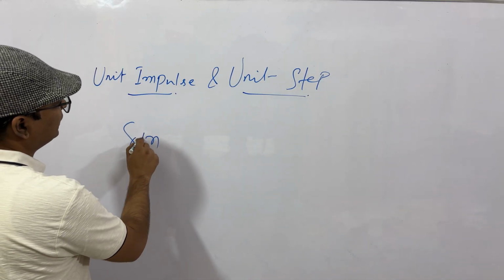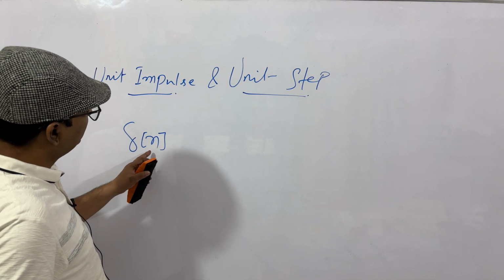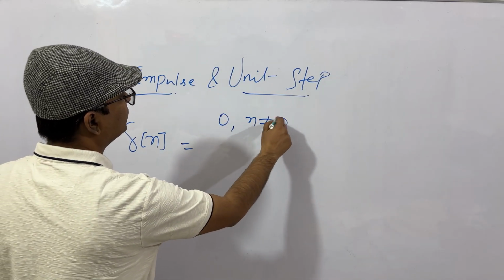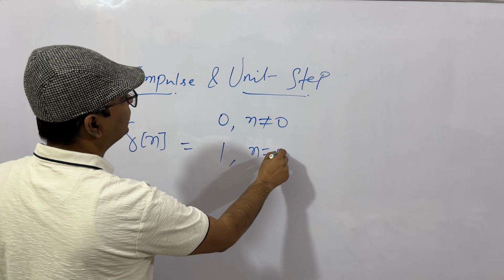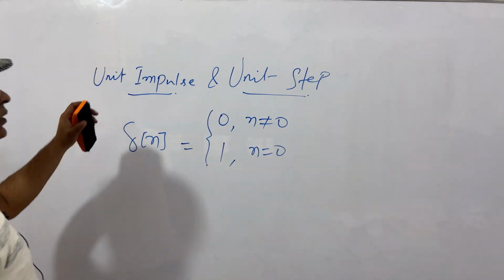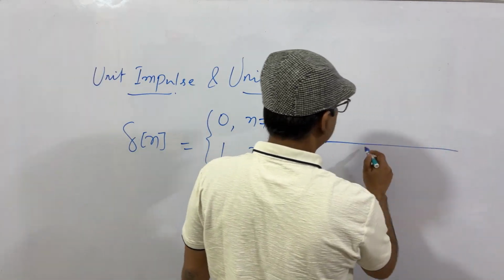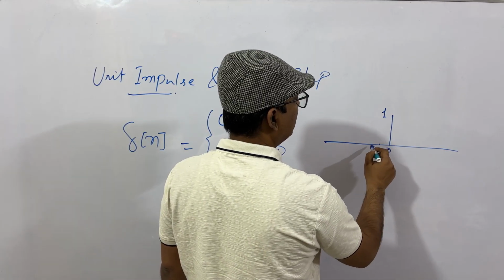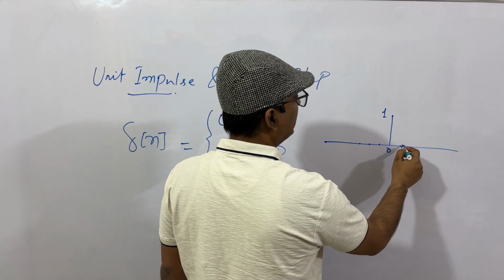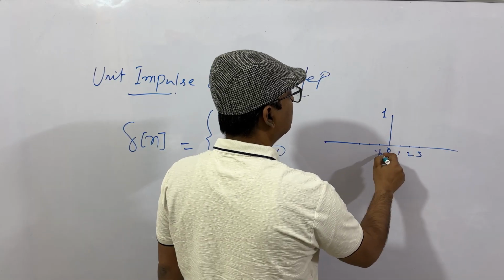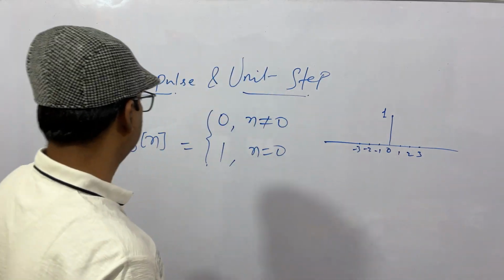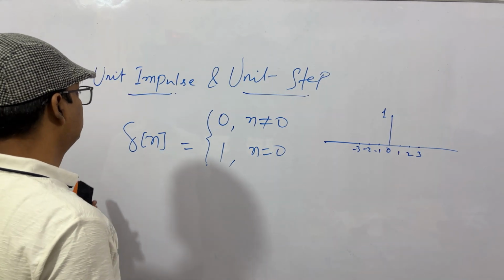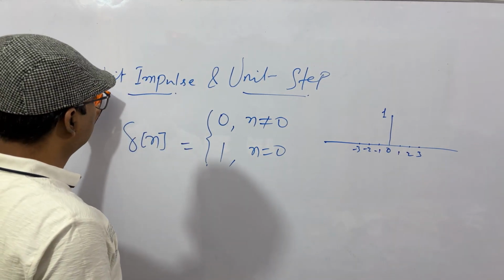It is denoted like this: δ[n]. Its value is 0 when n is not equal to 0, and its value is 1 when n is equal to 0. It is a unit impulse, so it is like this. At 0, its value is 1. Elsewhere, at minus 1, minus 2, minus 3, 1, 2, 3 and all, it is 0. This is your impulse function. Okay, you have studied about these functions in your 12th class also.